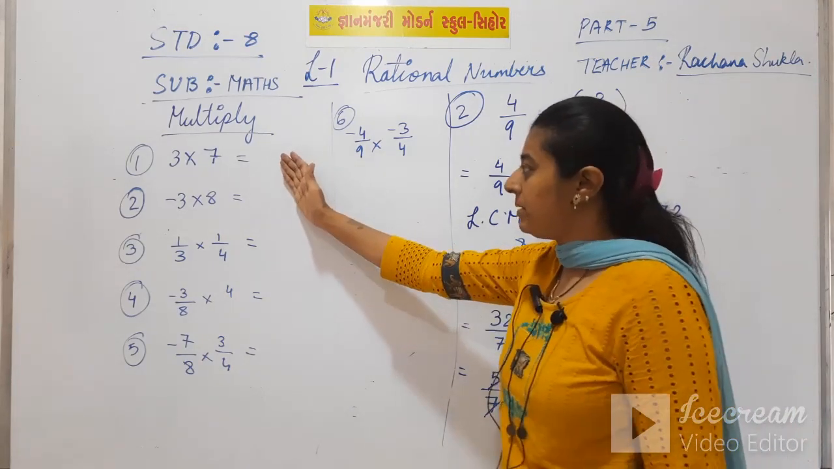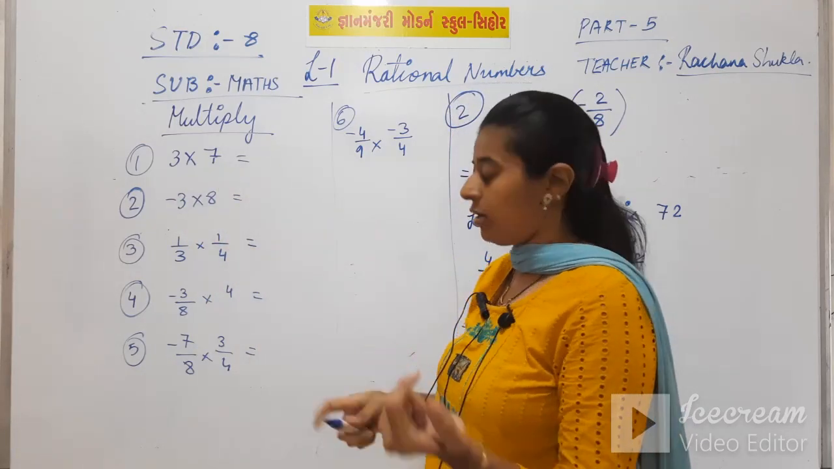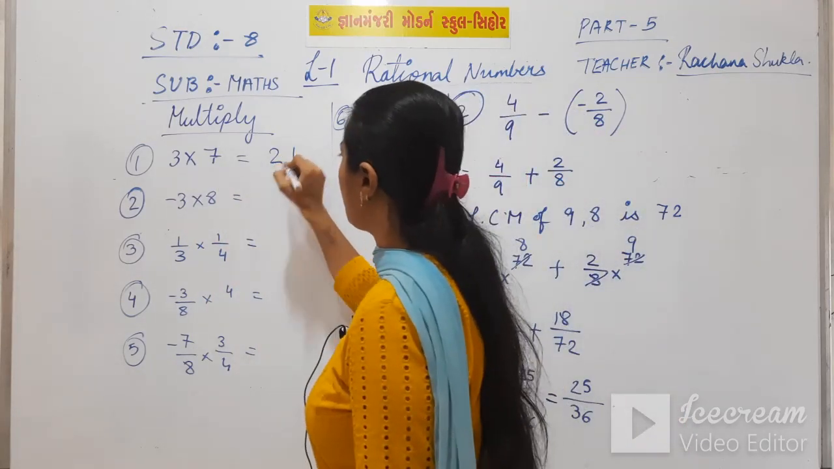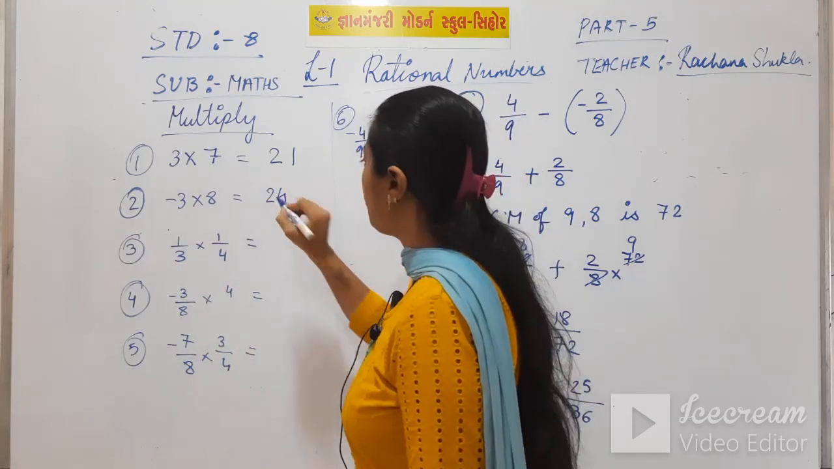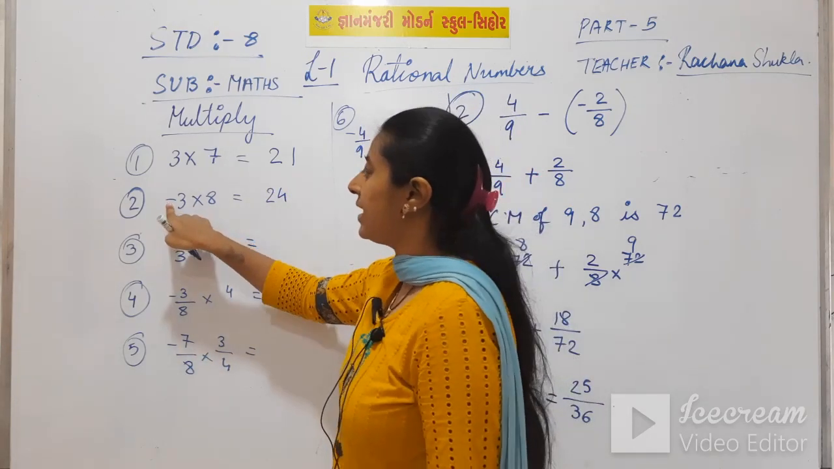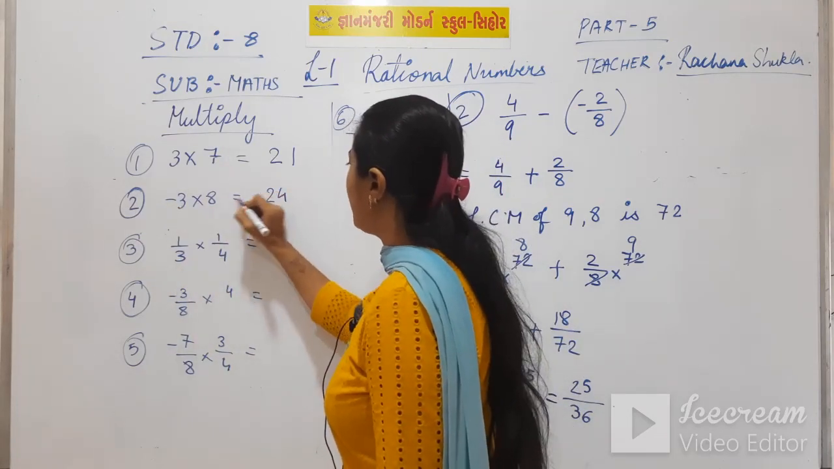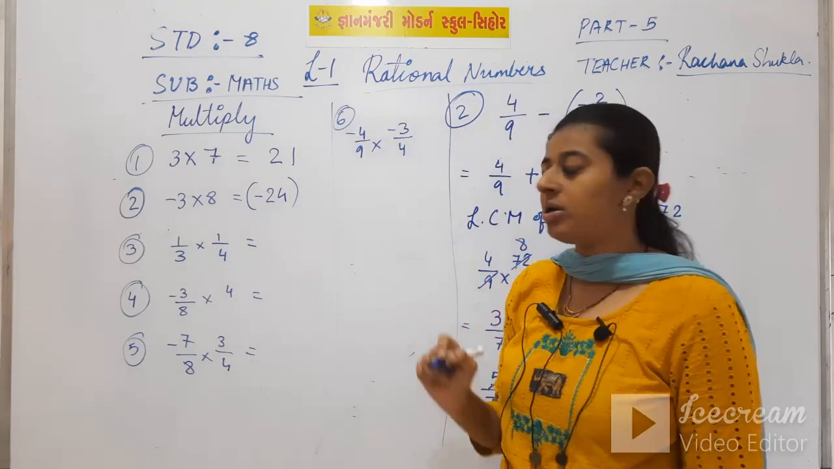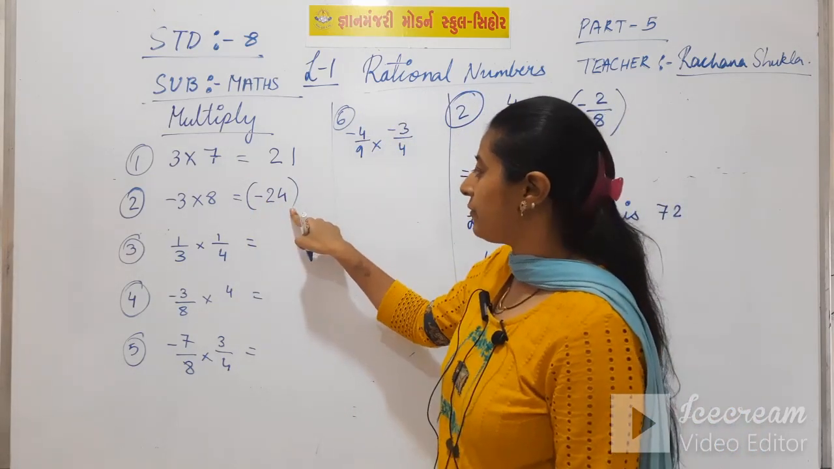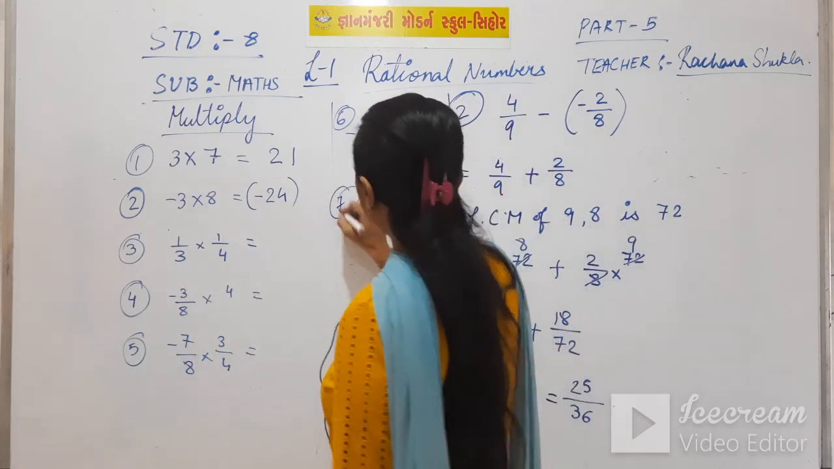Starting with the simple multiplication, that is 3 7s are 21. All of you know that 3 7s are 21. Then 3 8s are 24. But here it is a negative sign. So in multiplication, minus times plus is minus. So you will carry a minus sign in your answer. Minus 24. Then comes this. One more sum.